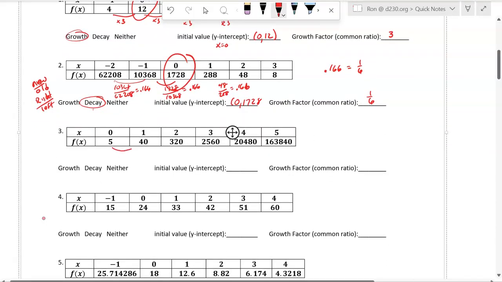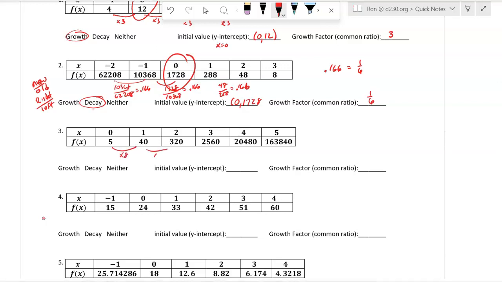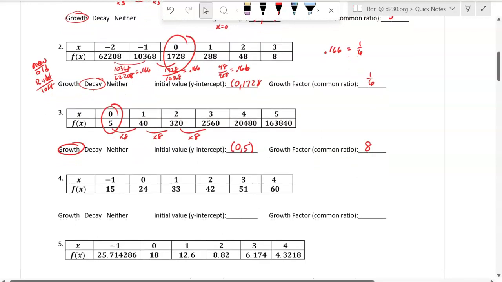Next one, from 5 to 40, multiply by 8. Here, multiply by 8, multiply by 8. Is that growth or decay? It is growth. My y-intercept, I look for x is 0. What's my y value? 5. And my growth factor, or common ratio in this case, is 8.